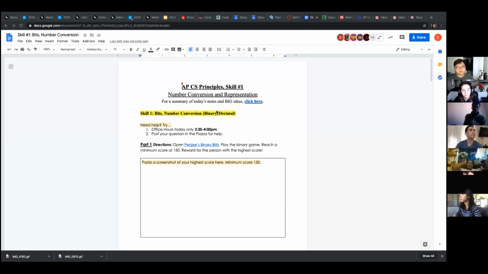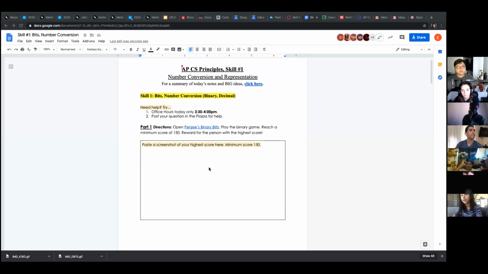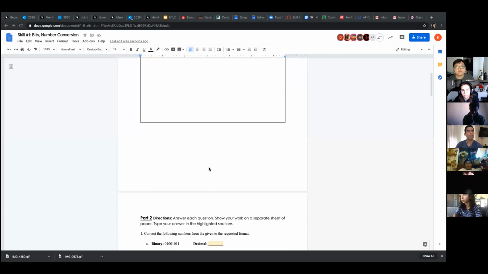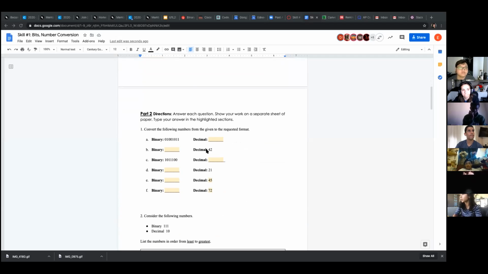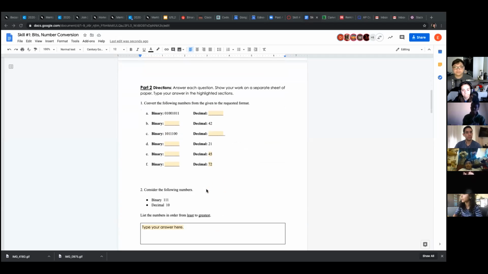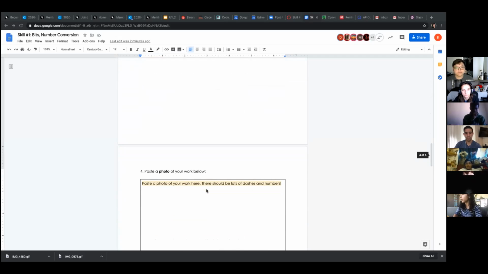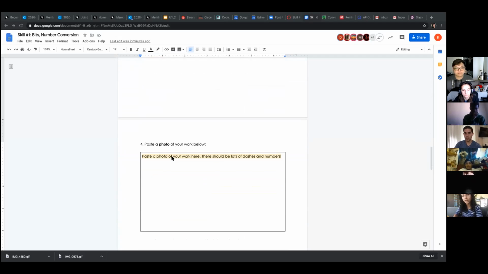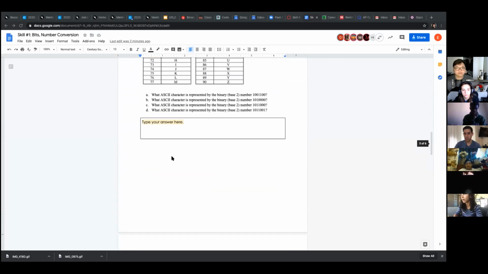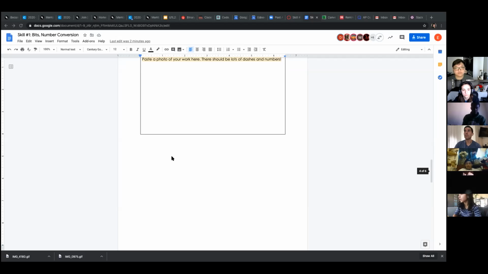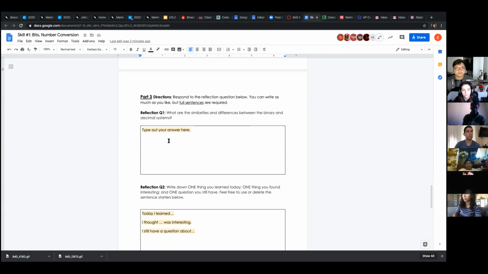Hopefully you can see my screen. Part 1, you're going to play this game here, which you saw the image of. Paste a screenshot of your highest score, minimum score of 150. Then you're going to come to part 2, do some practice. Let me make it very clear from now that you must show your work on a sheet of paper, and at the very end of these questions, you are going to paste a photo of your work. This whole assignment shouldn't take more than, for this part, like 20 minutes. If you're struggling, maybe 30 minutes. And then finally, part 3, you're just going to answer a couple of reflection questions.